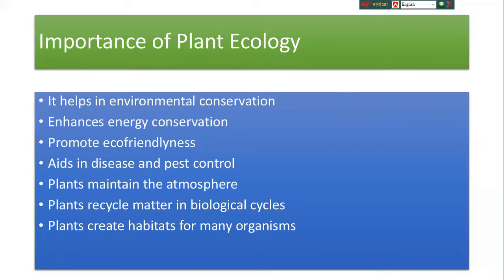Next, it aids in disease and pest control. If we learn ecology, how organisms interact with each other, whether their relationship is antagonistic or synergistic. If synergistic, that means they will help each other. If antagonistic, they will destroy each other. It will help in disease and pest control.